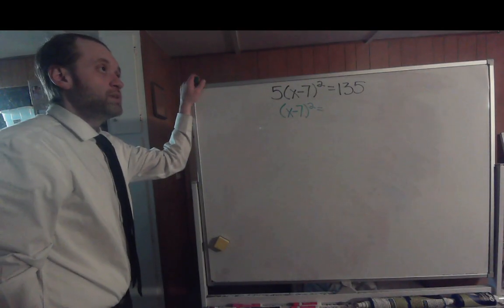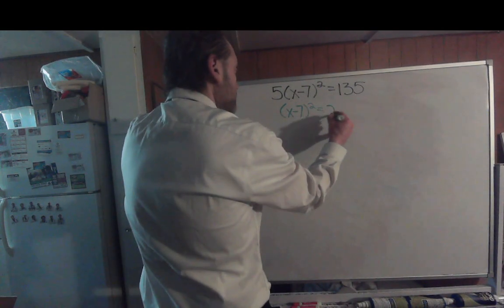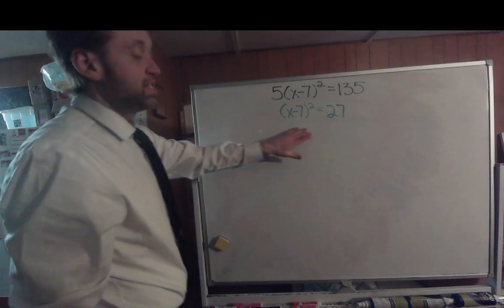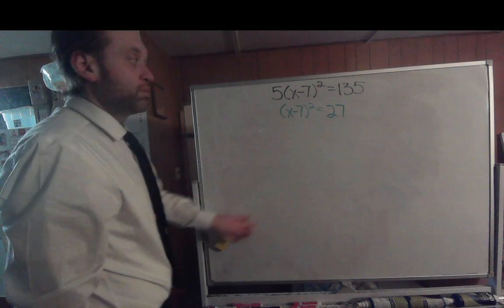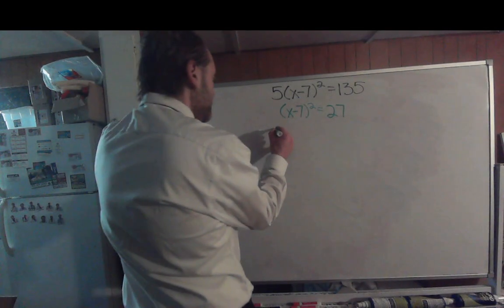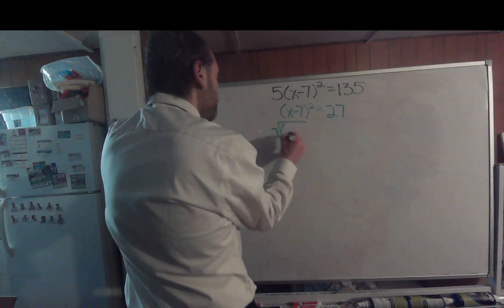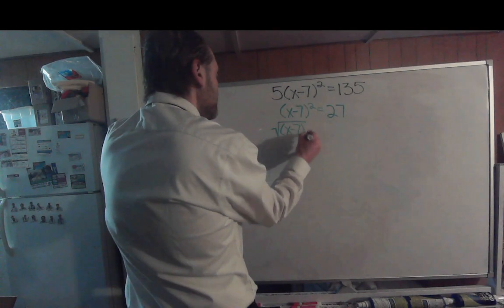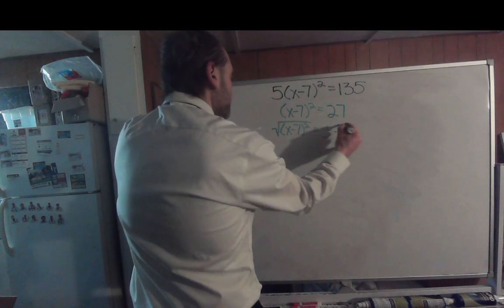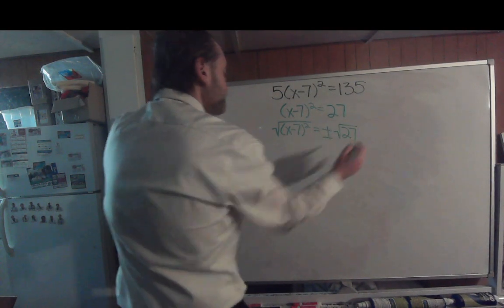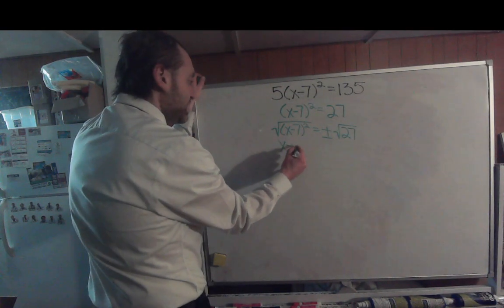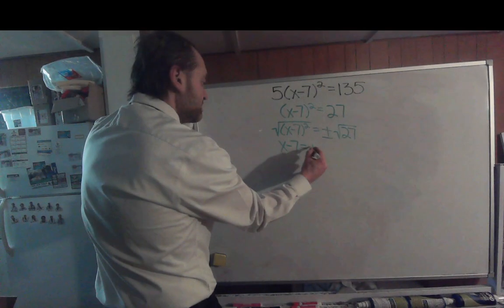So that would end up giving you 27. So you would end up getting x minus 7 raised to the second power equals 27. Now we can take the square root of both sides. So the square root of the quantity of x minus 7 raised to the second power equals plus and minus the square root of 27. So then you end up getting, of course, on the left side, x minus 7 equals plus and minus, okay.